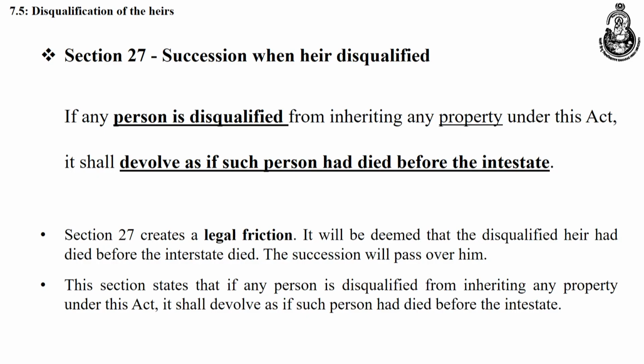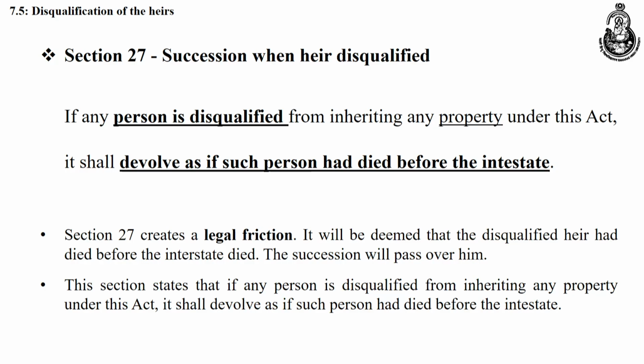Friends, now I want to focus on Section 27, succession when the heirs are disqualified. If any person is disqualified from inheriting any property under this Act, it shall devolve as if such person had died before the intestate. Friends, Section 27 is very simple and clear. In a case of disqualification, Section 27 provides that the law will treat the disqualified person as non-existent and the property will devolve while ignoring them. Although they exist, the law will treat them as non-existent.